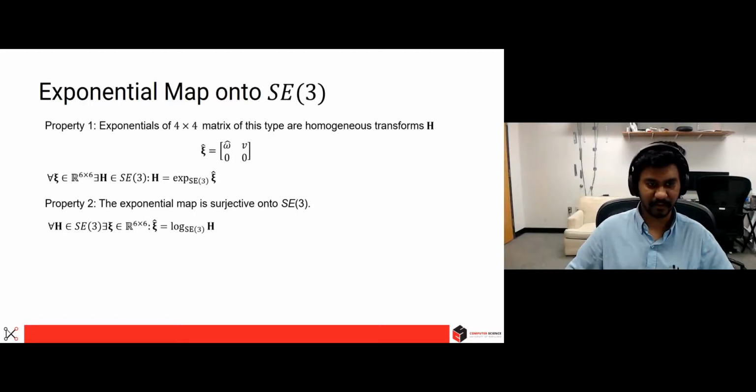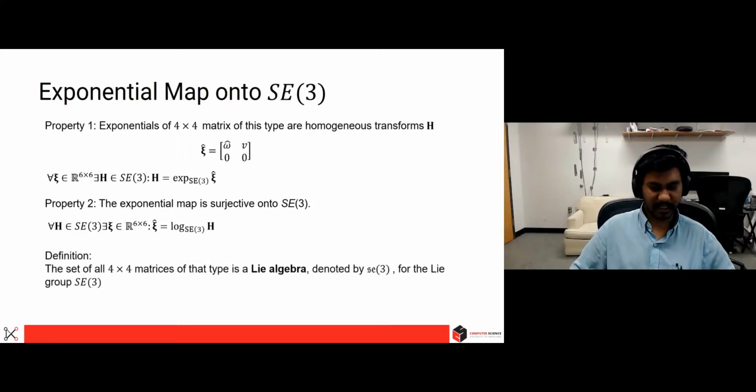Note that this is just a sneak preview. Please feel free to read about this if you want to know more. Wikipedia is an amazing source to learn about SE3. This is one of the oldest study topics in mathematics. So again, by definition, the set of all 4 by 4 matrices that are of this type is a Lie algebra and is denoted by script SE3 or little se3, for the Lie group, capital SE3 or special Euclidean.